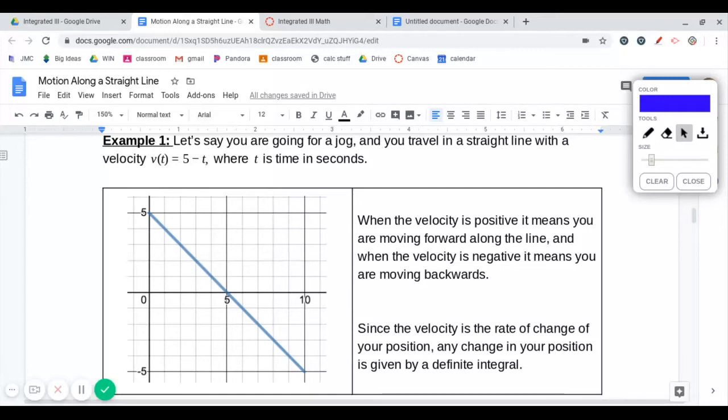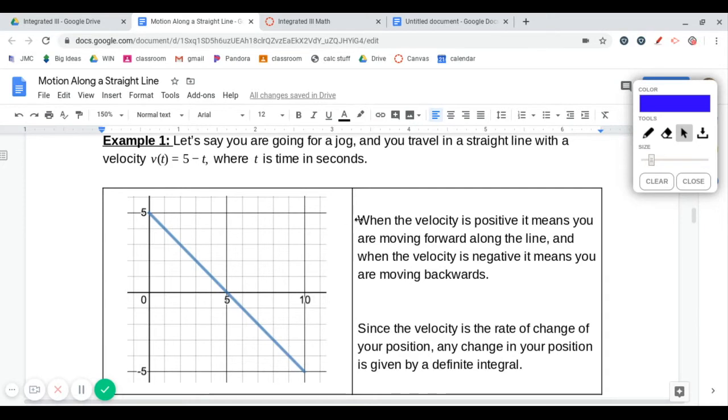In this video, we're going to look at an example of a velocity graph and analyze it. So let's say we're going for a jog, and you travel in a straight line with a velocity function v of t equals 5 minus t, which is this graph right here, where time is in seconds. First, let's talk about different parts of this graph, what they mean, and how we can interpret it.